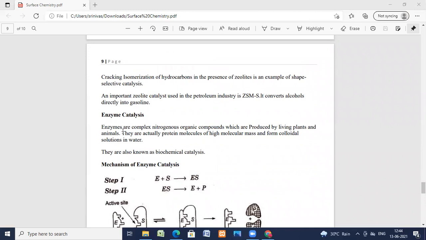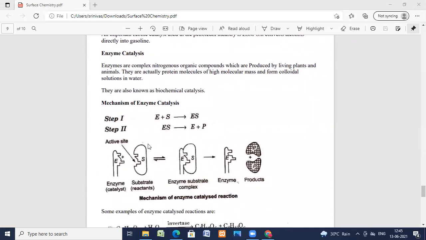So, what is enzyme catalysis? Enzymes are complex nitrogenous organic compounds produced by living plants. The enzyme is a biocatalyst. They enhance many biochemical reactions. Enzyme and substrate form an enzyme-substrate complex. Again, the enzyme is liberated and the product is formed. Lock and key mechanism: exactly, the enzyme should fit the substrate. After that, the reaction proceeds, the product is formed, and the enzyme comes out.